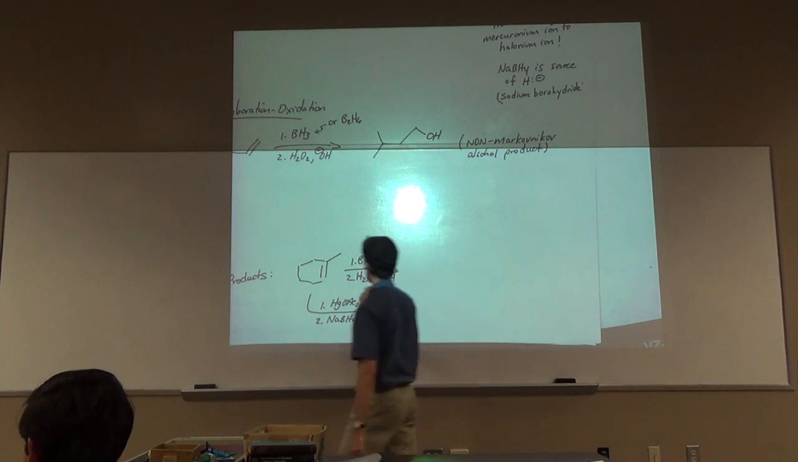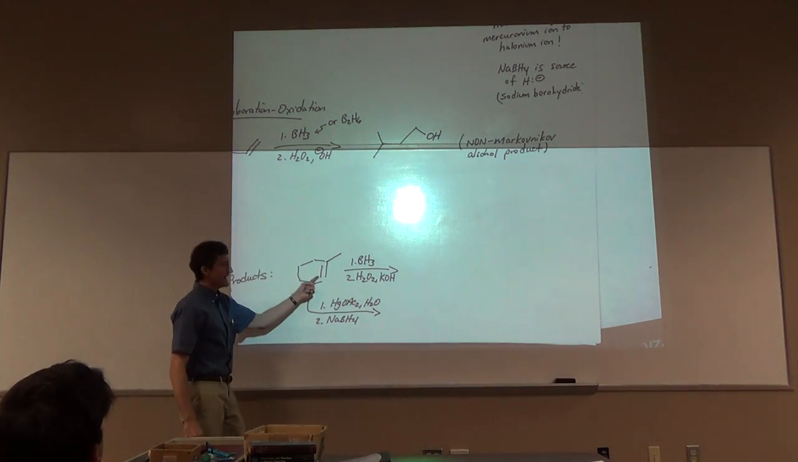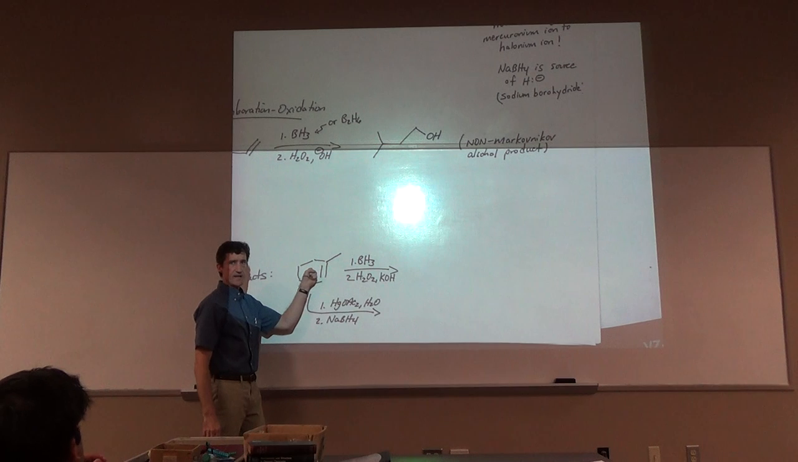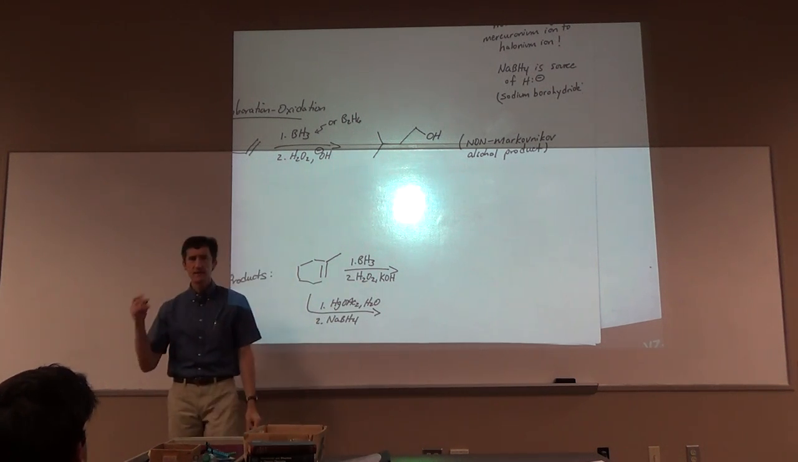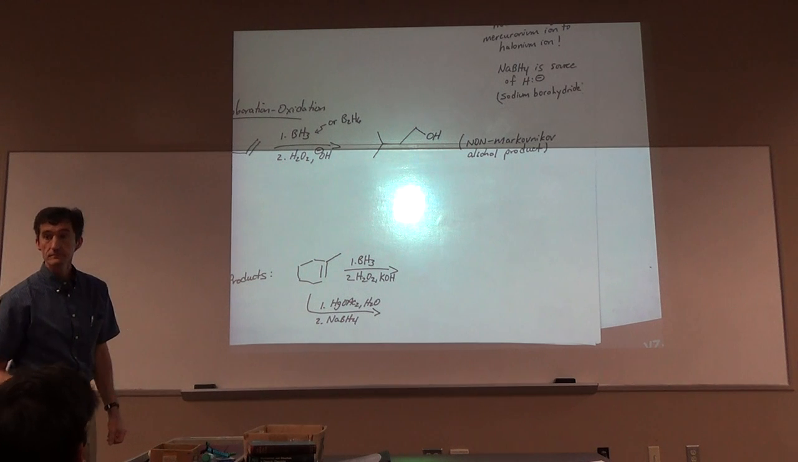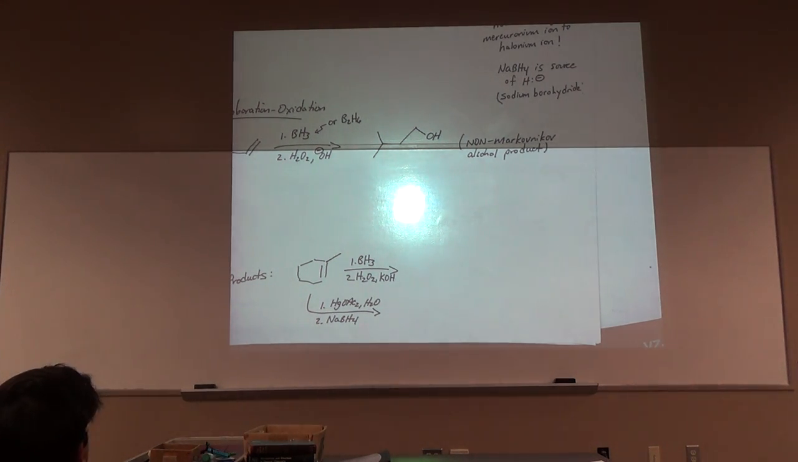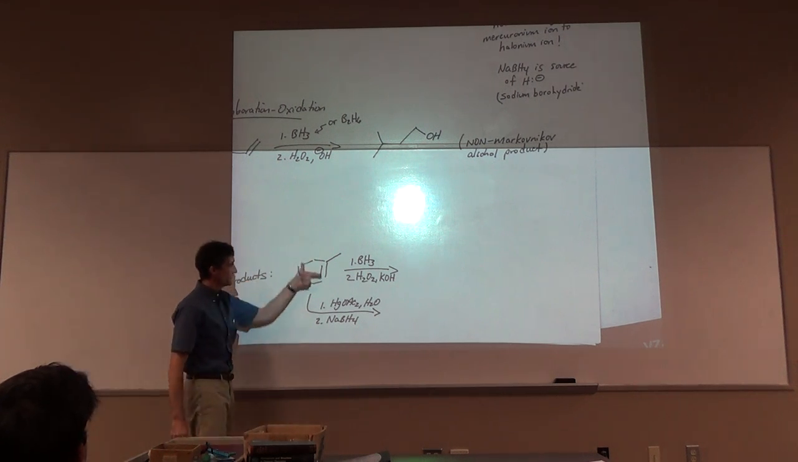And we made it down to here. Okay, we have an alkene. It happens to be cyclic. That's an alkene. What are we doing? Hydroboration-oxidation. What does that do to an alkene? It causes hydration of the alkene to give an alcohol. Yes. Okay, is the OH going to end up on top or bottom?